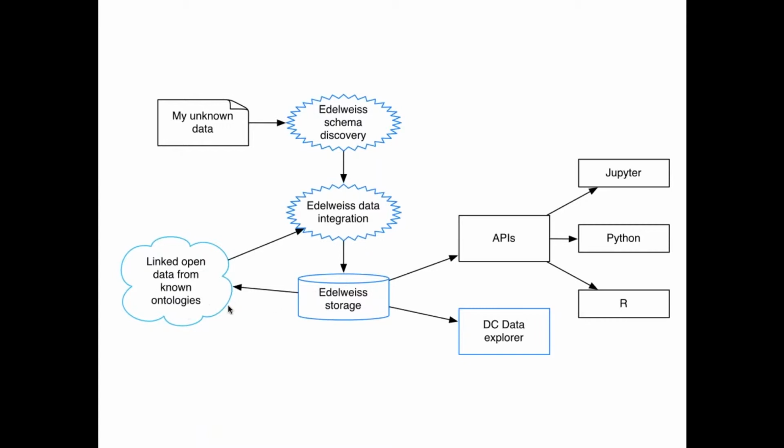And we do that by making use of linked open data from known ontologies. So these can be public data sets already on the web, on the internet. And all this is then stored in Edelweiss storage in the pre-integrated form as well as in the post-integrated form. And these data sets can then be made available on the APIs or on Data Explorer. And APIs can then provide the data on Jupyter notebooks, on Python or on R, or in other APIs. So it takes care of the whole workflow from ingestion of unknown data, to integration, to storage, and then to publication in various forms. And publication can be internally inside your lab, or it can be publicly on the web to external users.